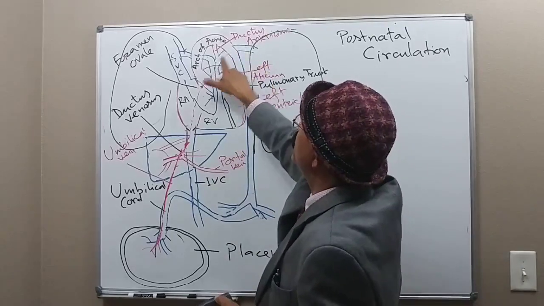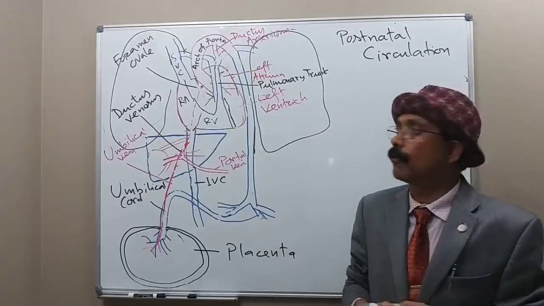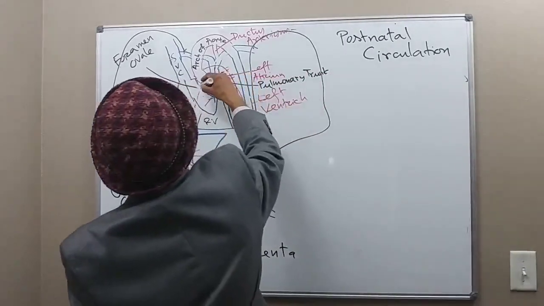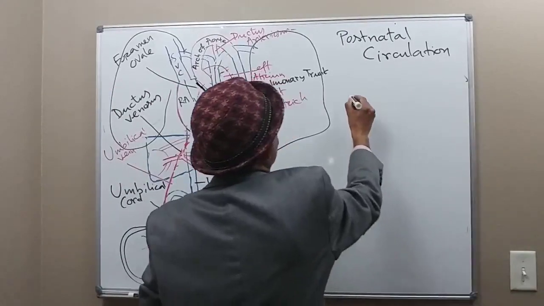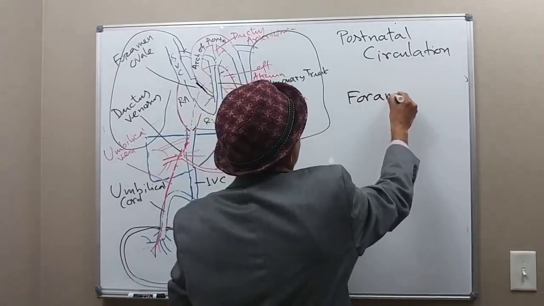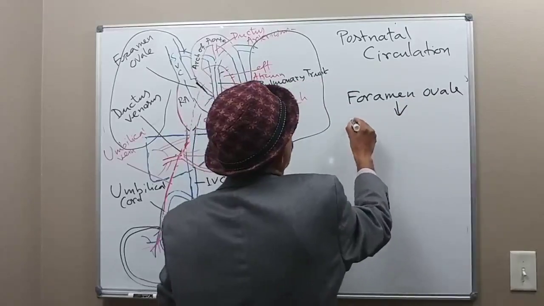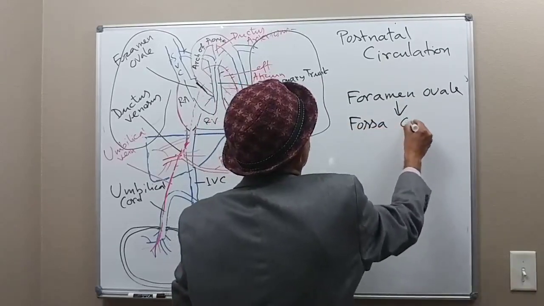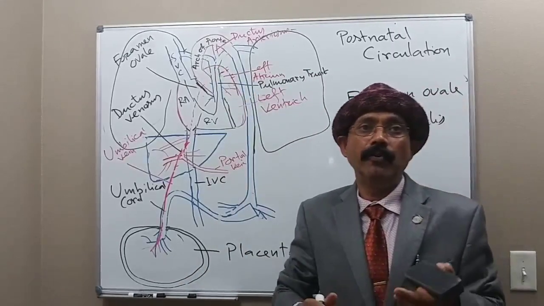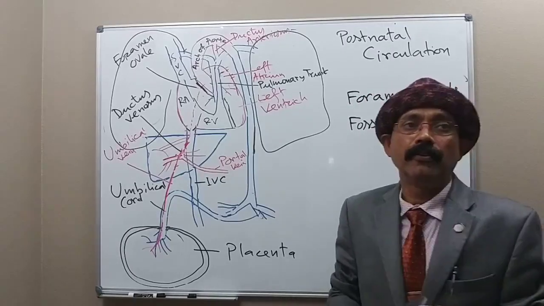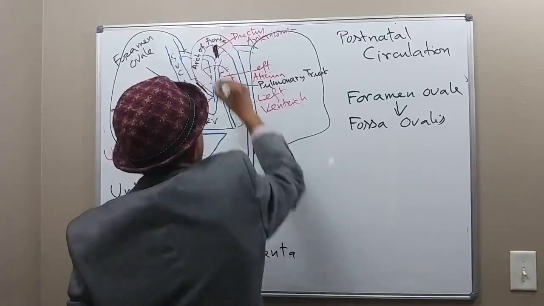The left pulmonary artery, the right pulmonary artery. Foramen ovale and ductus arteriosus close. So the foramen ovale will be closed here. Now the foramen ovale will become the fossa ovalis. Okay. The ductus arteriosus will also close. Okay, so this will be closed. Now it will be the ligamentum arteriosum.